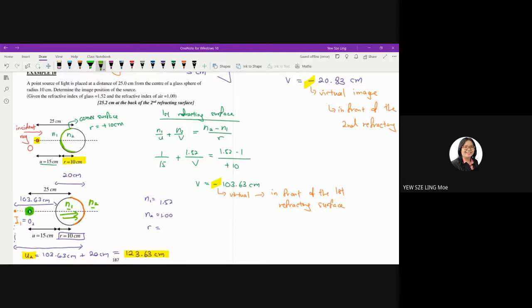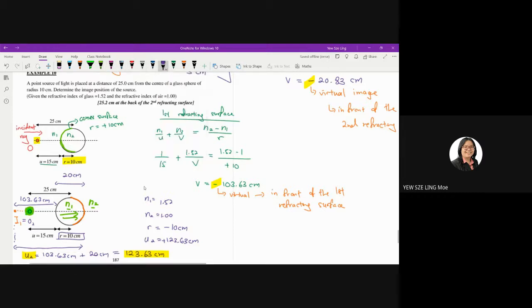Okay, because of this one, not because of O2, because of the original object. In this case, the incident light ray is hitting the inner surface of the circle. So I have negative R, negative 10 cm right here, and my U2 is now equal to 123.63 cm. Positive, because it is in front of the refracting surface.